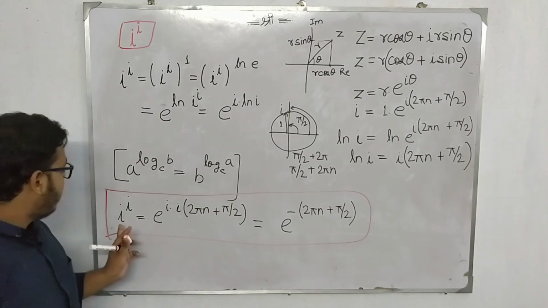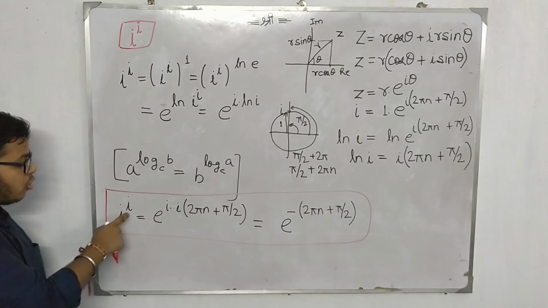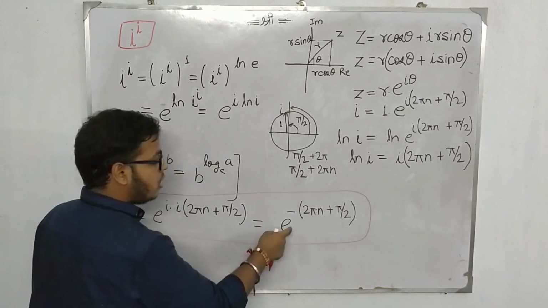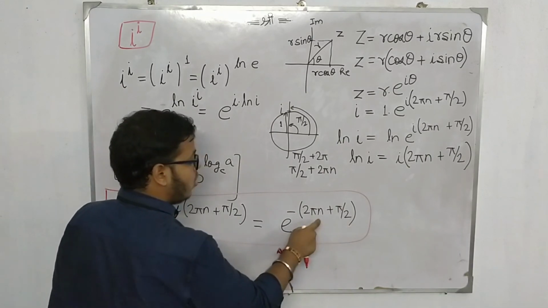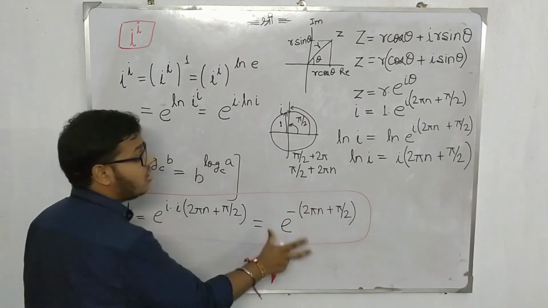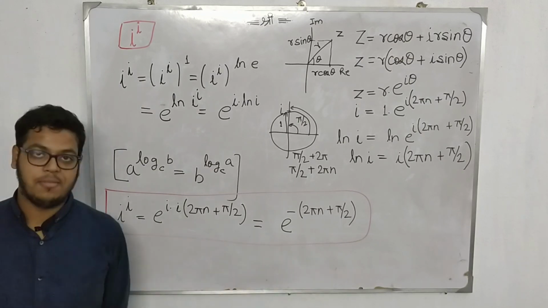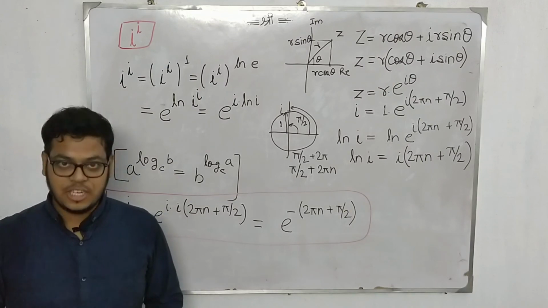So you can see we have i to the power i, that is complex number to the power of complex number. But in this thing, e is a real number, 2 pi and pi by 2 are also real numbers, and n is an integer. So this whole thing is a real number. And we have raised complex to the power complex and got a real number. Isn't that interesting? So with this, we come to the end of today's video.